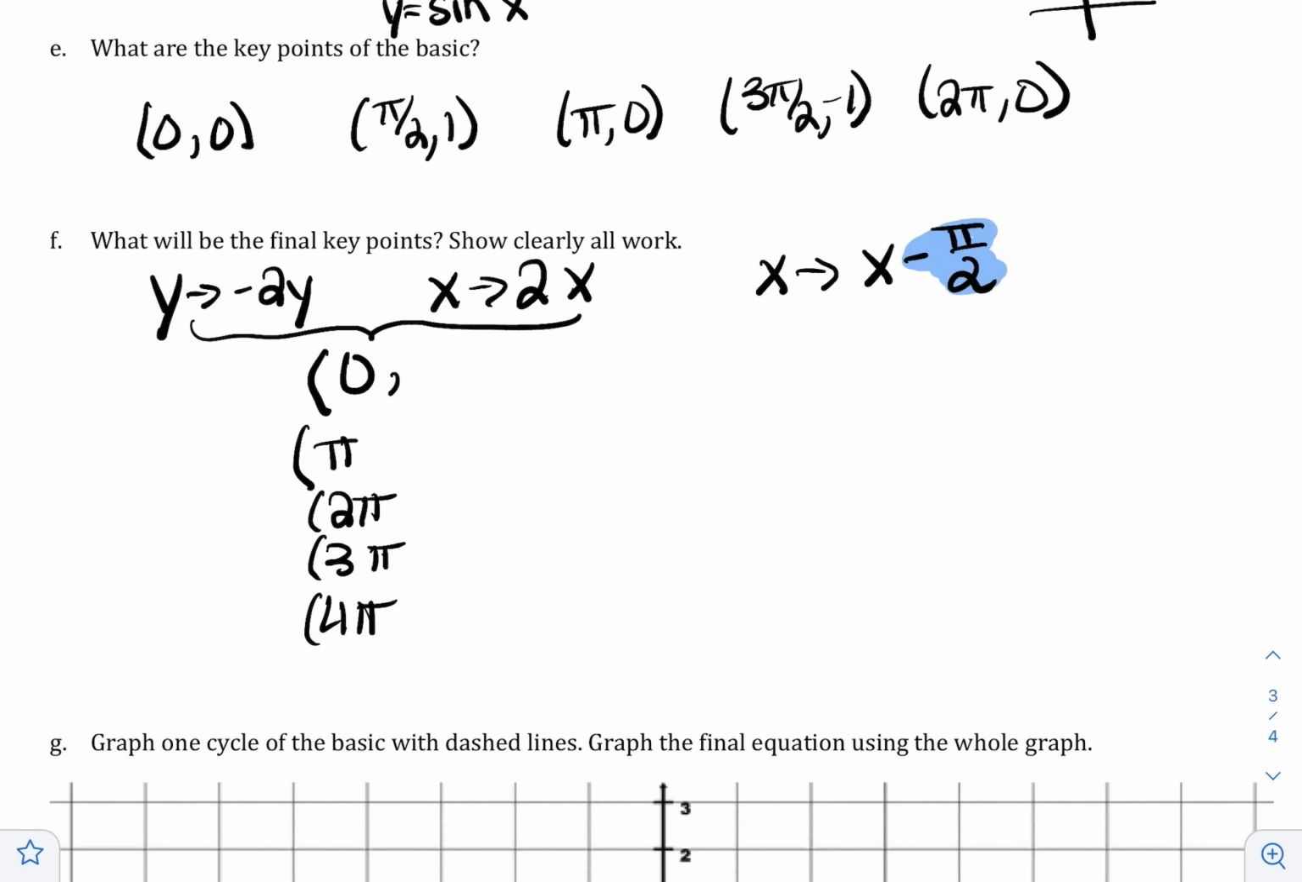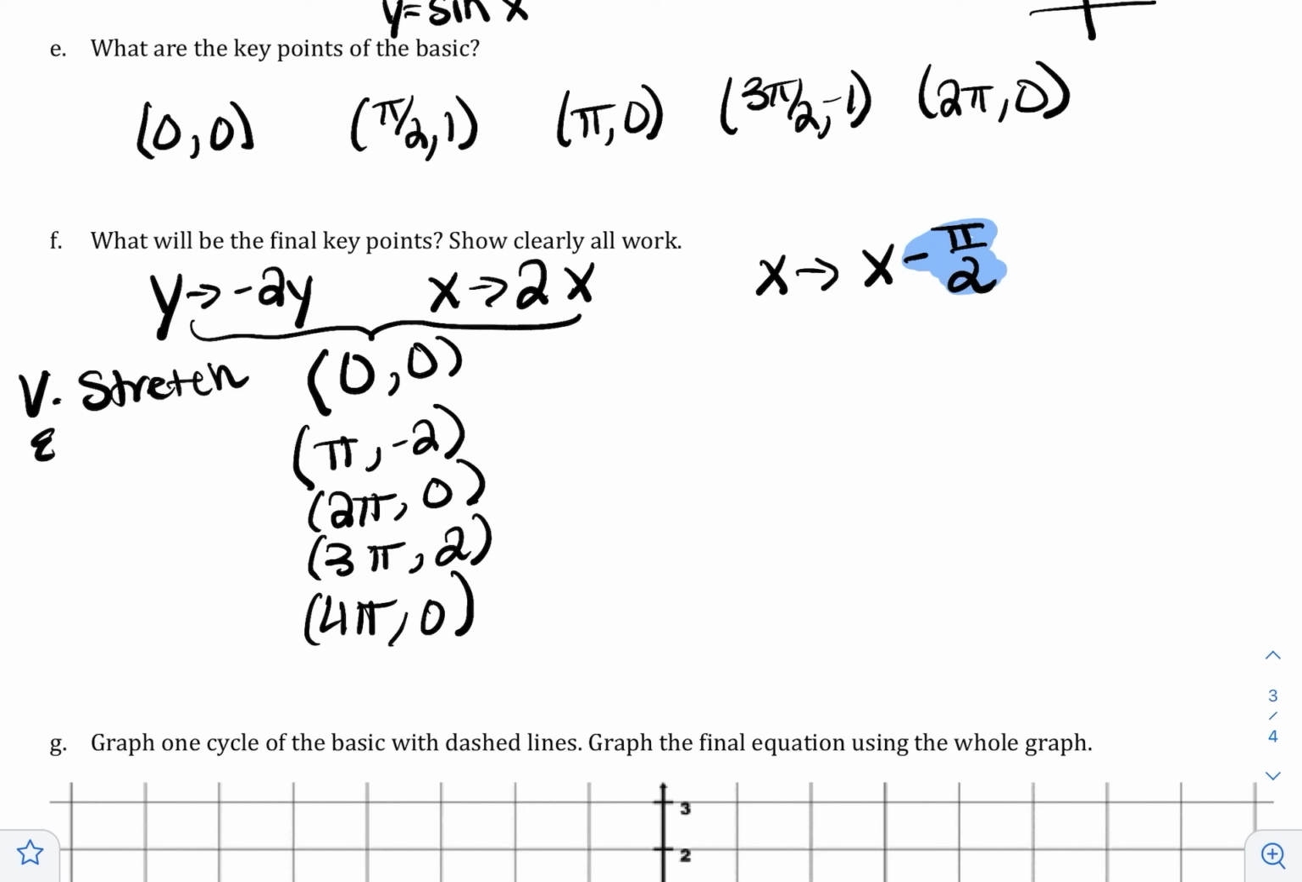Then I'm going to multiply the y's by negative 2. So negative 2 times 0 is 0. Let's not make the same mistake. 1 times negative 2 is negative 2. 0 times negative 2 is 0. Negative 1 times negative 2 becomes a positive 2. And 0 times negative 2 is 0. So what I have done here is I have a vertical stretch and a reflection because it's a negative 2. So I'm making it bigger but reflecting it.